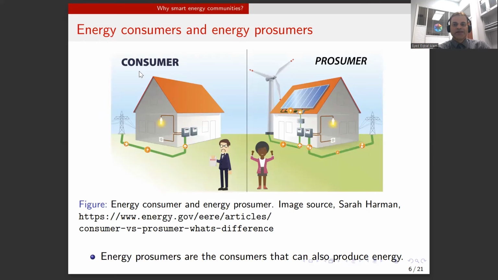So as I said earlier, our solution is to regulate the number of prosumers and consumers in a smart energy community. So what is a prosumer? Basically, a prosumer is a consumer which can also produce energy. For example, in this case, a household has solar panels and wind turbines installed, and they are also connected to the power grid. So they can take energy from the power grid and they can also produce energy through their solar panels and wind turbines. And if they produce more, then they can sell it to the power grid.